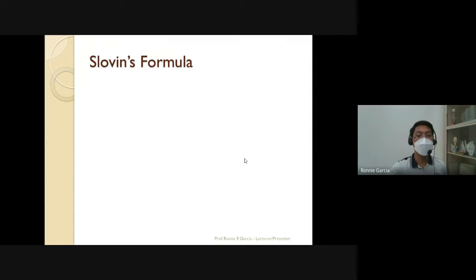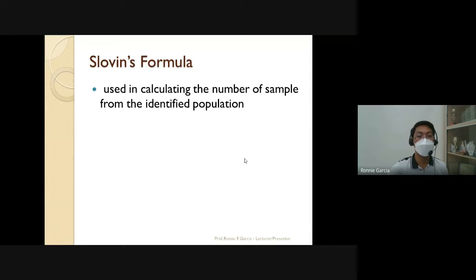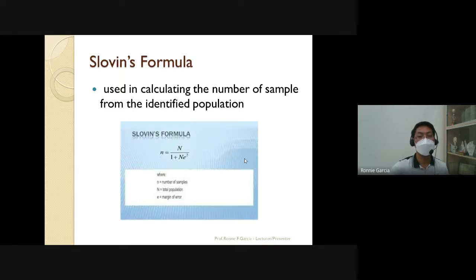Then before we end, there is the Slovin formula. That's another piece of information that you have to know. This is used in calculating the number of samples from the identified population. So for example, there are 1,000 people in your barangay. You need to choose only a sample. So out of 1,000, how many will I include in the study? What is usually used is Slovin's formula. The Slovin's formula is written here, but we will not be calculating. I will just show you the Slovin formula, and I don't know if others have used it during high school, when you identified your number of samples.